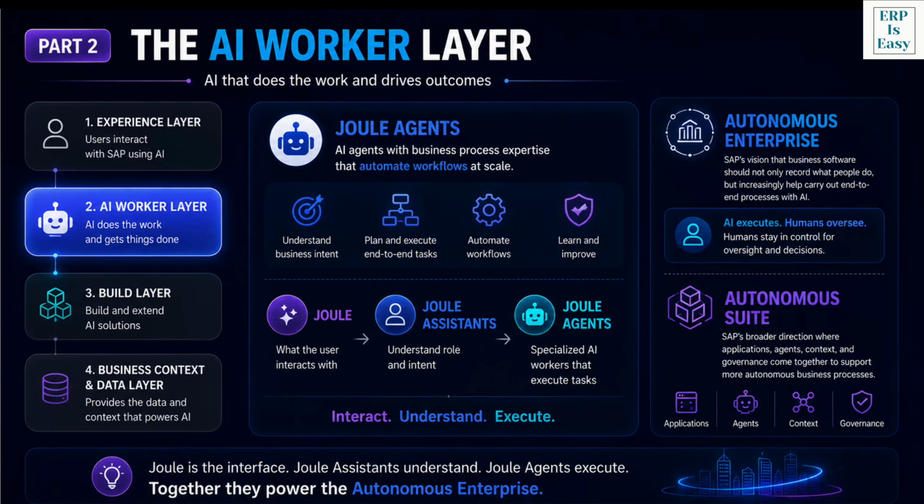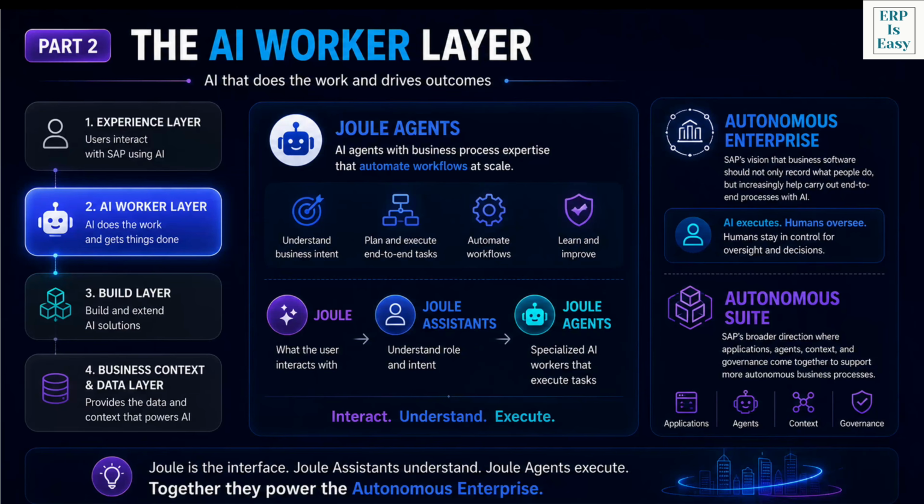The idea is that business software shouldn't just record what happened. It should increasingly help businesses take action and execute processes using AI. Of course, humans will still stay in control. People will make the decisions, people will provide oversight. But AI helps reduce manual work and it will help speed things up.